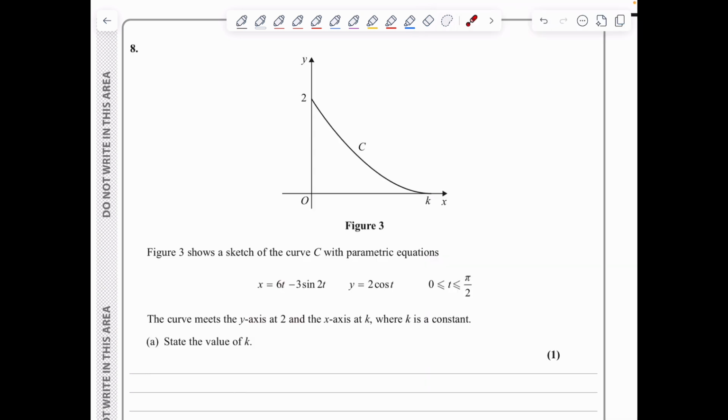In question 8, we've got a sketch of the curve C described parametrically here. t takes values between 0 and pi over 2. We are told that the curve meets the y-axis at 2 and the x-axis at k, where k is a constant, and we need to state the value of k.